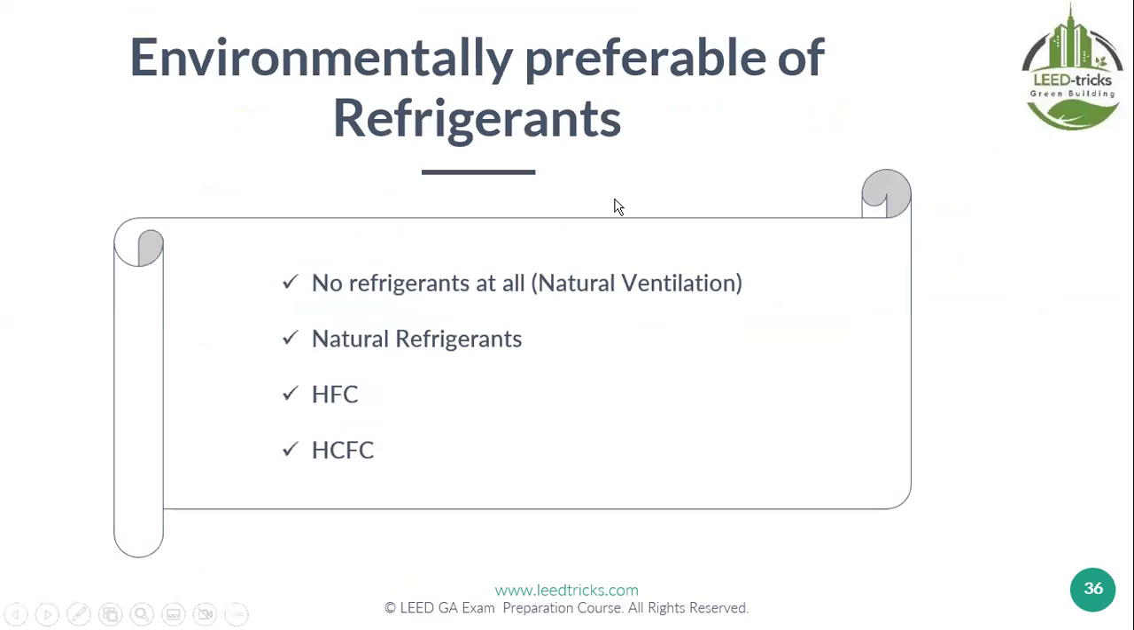So the best refrigerants are natural refrigerants. Actually, no, there is something better. Architects can do it. Architects can open windows if possible. Number one: no refrigerant at all, or natural ventilation, is the best option. It comes before using natural refrigerant.